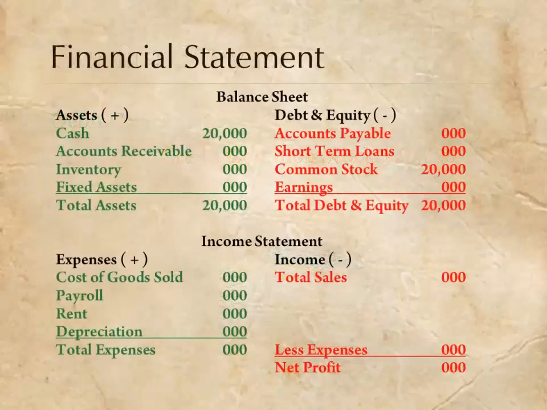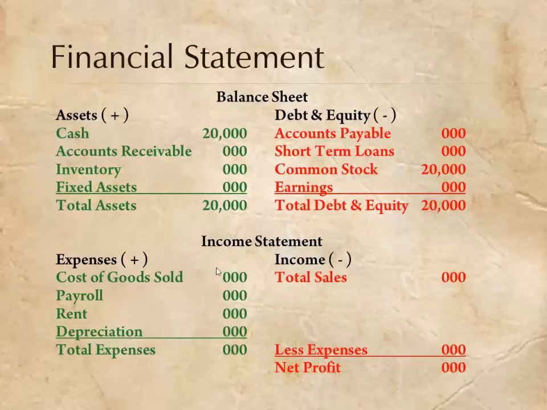Let's look at our financial statement and see what it looks like. Notice that the only accounts with amounts are cash and common stock. Notice also that total assets equals total debt and equity. That part of our financial statement, the amounts above the line, is called the balance sheet. It's called a balance sheet because the left side is always in balance with the right side. The bottom part of our financial statement, with expenses and income, is called the income statement, or the profit and loss statement.